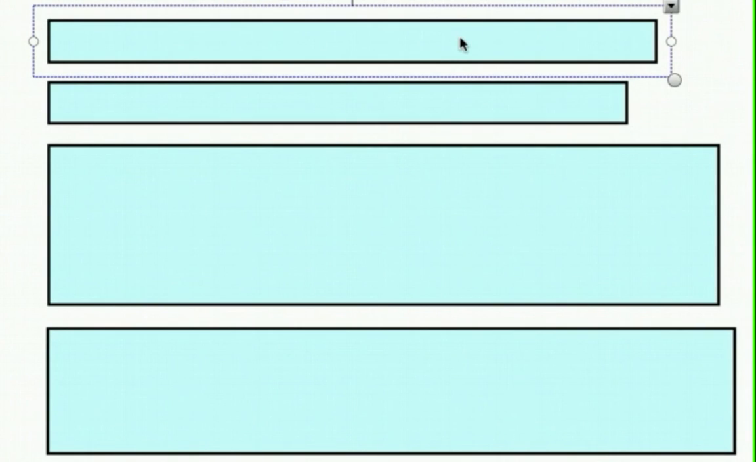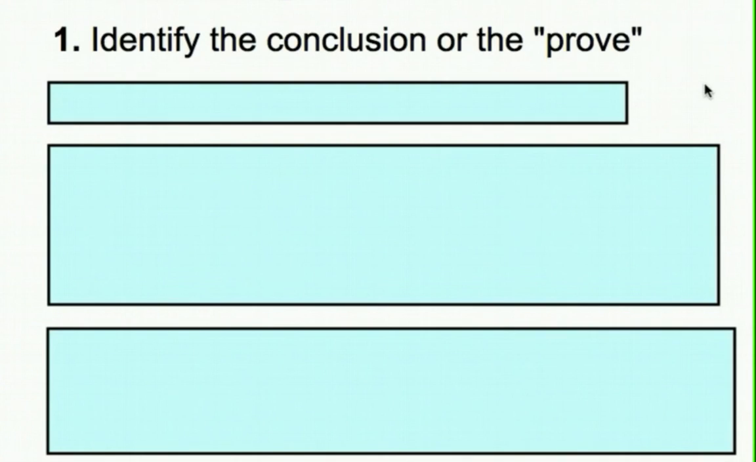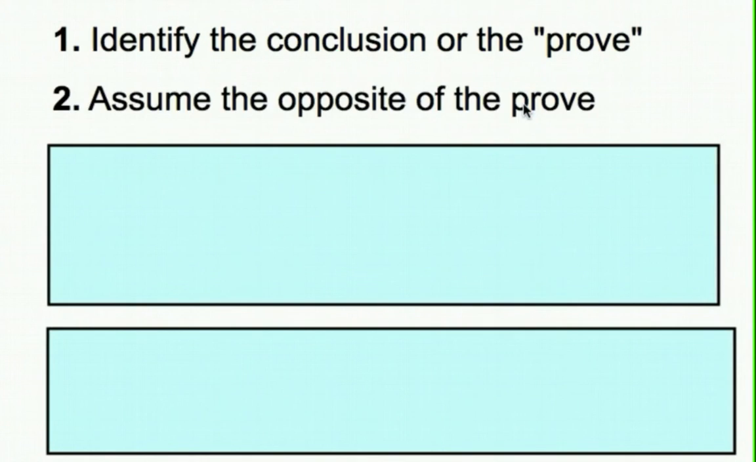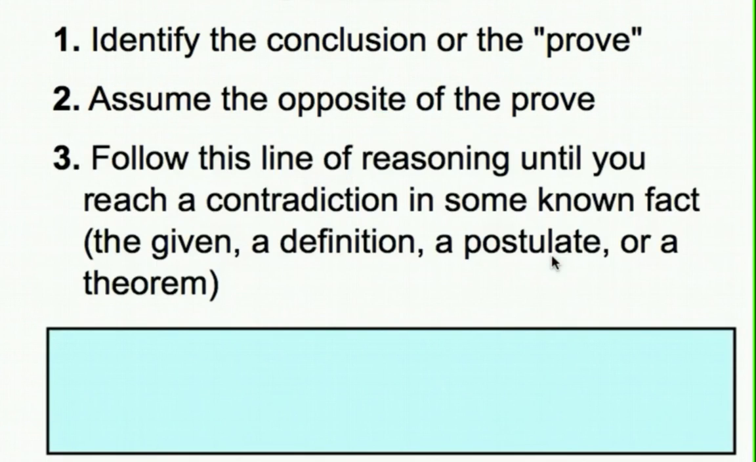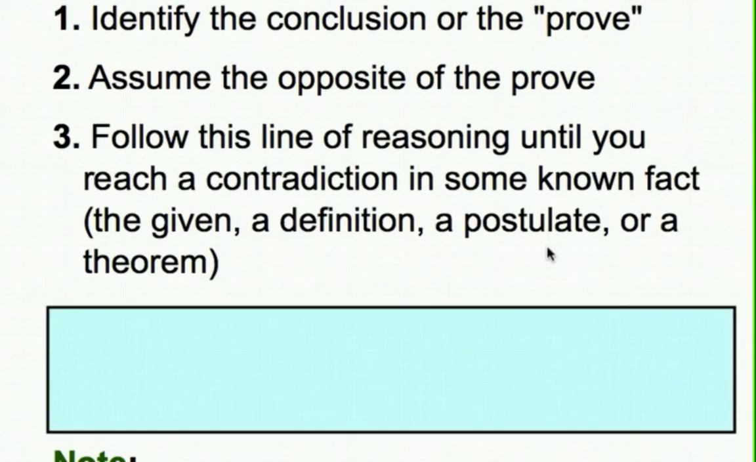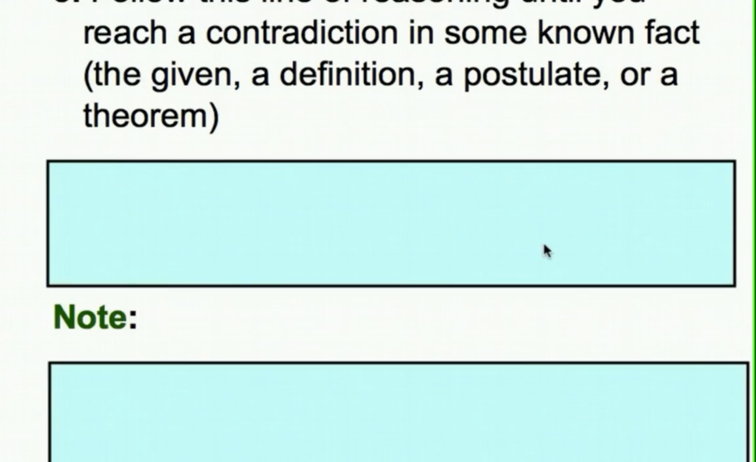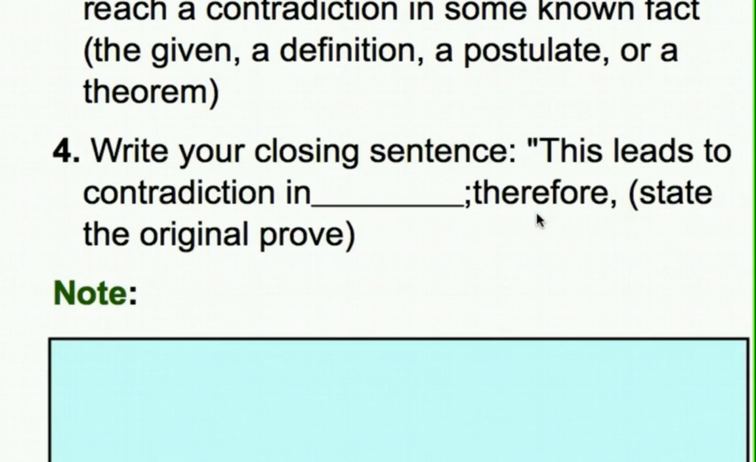So this is a general guideline that you should follow. First, identify the conclusion of the proof. Second, assume the opposite of the conclusion. Third, follow this line of reasoning until you reach a contradiction in some known fact, such as the given, a definition, a postulate, or a theorem. And lastly, write your closing sentence: this leads to a contradiction in blank, therefore state the original conclusion.